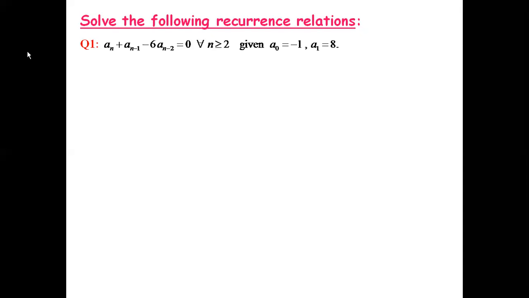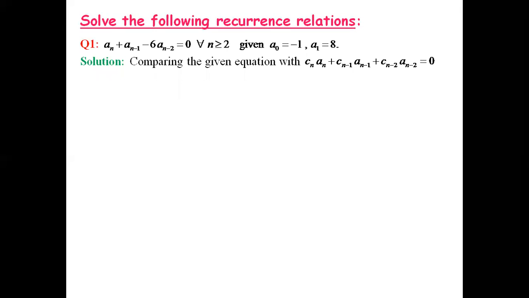Very firstly, we observe from the question that it is a second order recurrence relation since three terms are involved. a_{n-1} and a_{n-2} help us understand it is a second order recurrence relation. So let us compare with the standard form of the second order recurrence relation, which is given by c_n a_n + c_{n-1} a_{n-1} + c_{n-2} a_{n-2} = 0.